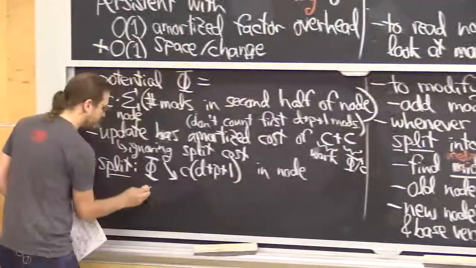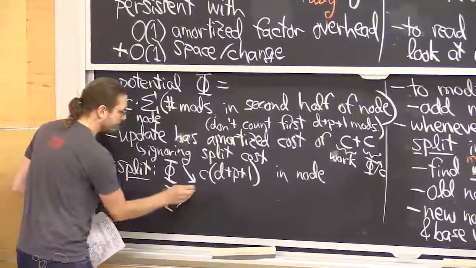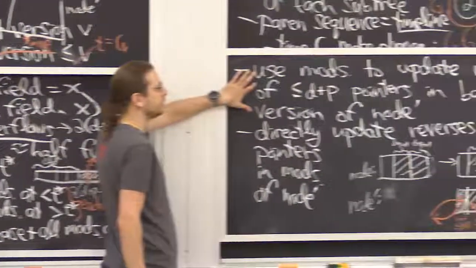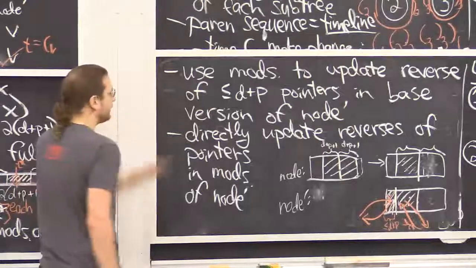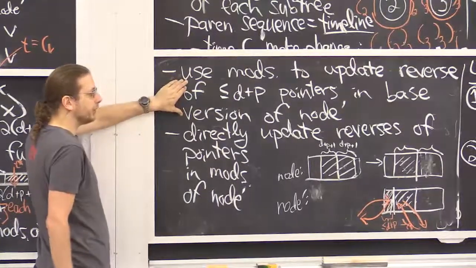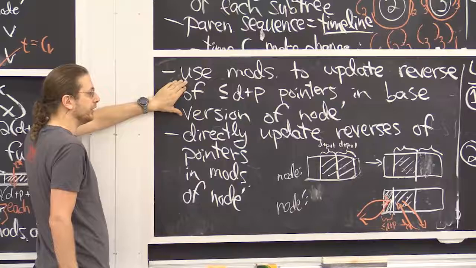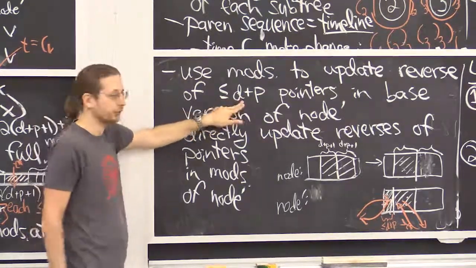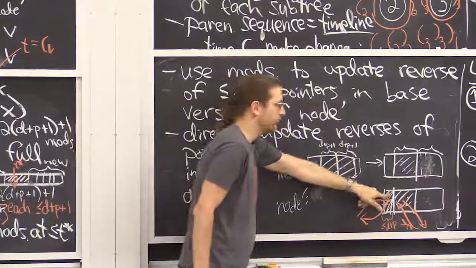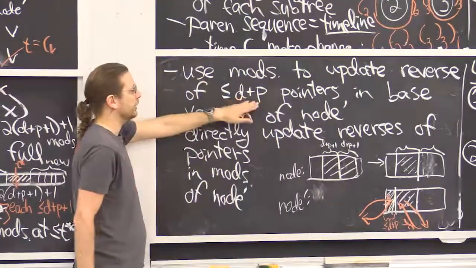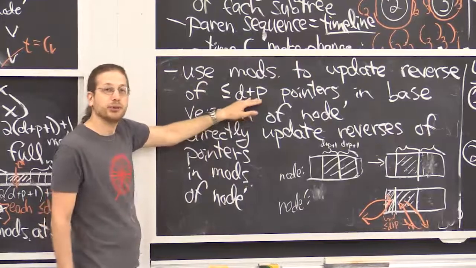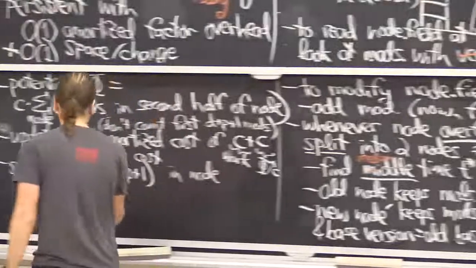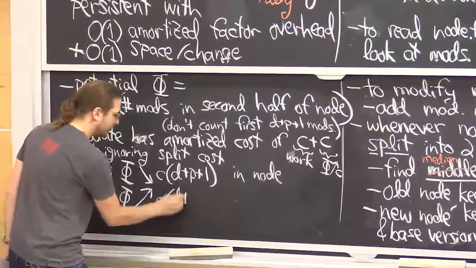Unfortunately, potential also goes up for a different reason, namely these. When we do a split, because the node moved, we had to do these mods to update the location of that node in certain timelines. But we knew there was only d plus p of them, because it only corresponded to the base version of node prime. So we increase the potential d plus p times c. So potential goes up by c times d plus p.